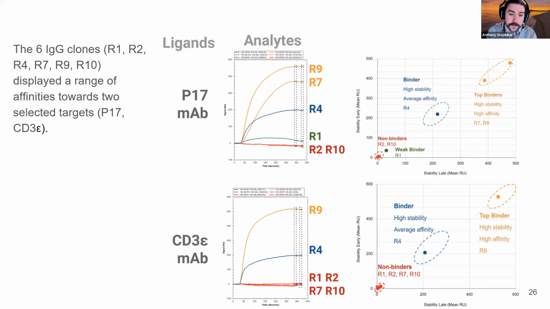Of course, we have, excuse me, our binding graphs here showing that R9 and R7 look pretty good. R4 looks also pretty good, but in particular, some of them are cross-reactive. Obviously, R9 in particular is cross-reactive to both P17 mAb as well as the CD3 epsilon mAb.